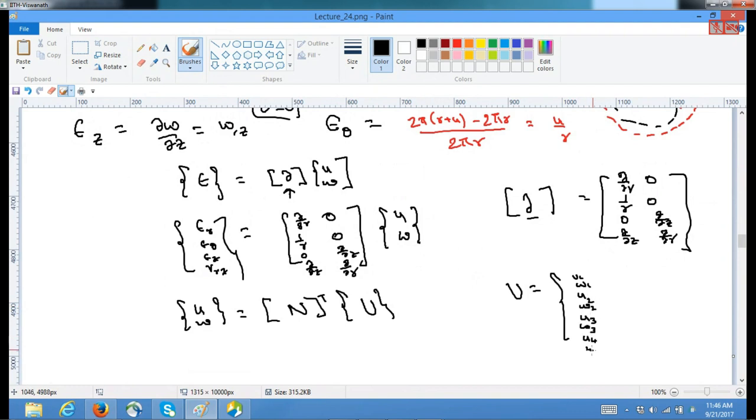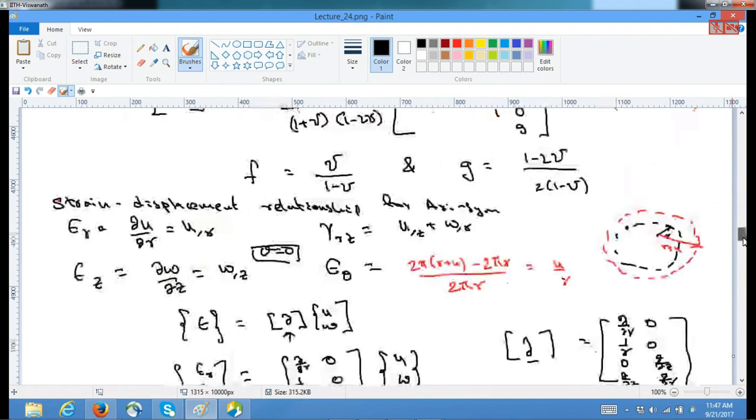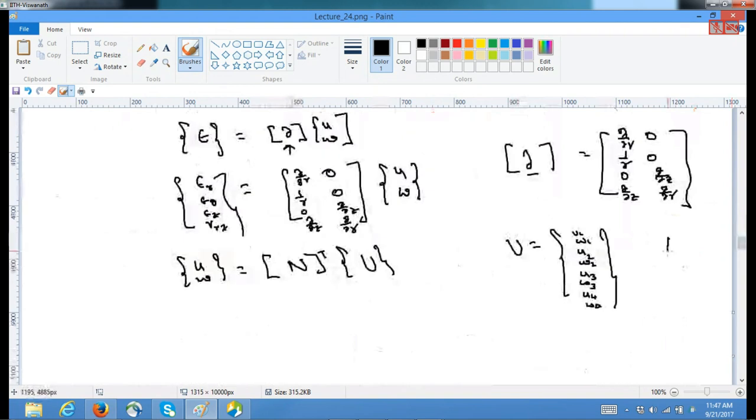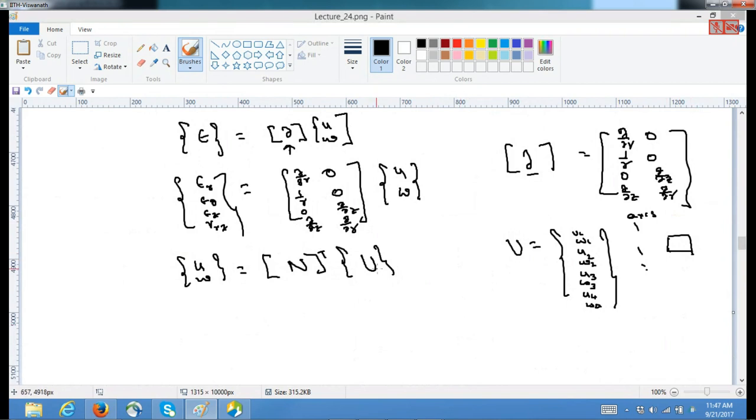Because if you look at it, I'm just drawing for, let's say, a simple quad kind of thing for an axisymmetric element. Okay, this is the axis, and this is kind of my quad. So if I'm developing for such a thing, these are my nodes 1, 2, 3, 4, and accordingly I have UW, UW, UW at all the 4 places.